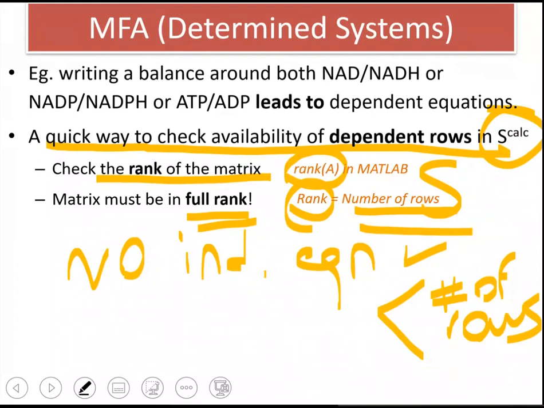So in this case, you need to take an action. You need to check and you need to remove the dependent rows from your matrix for determined systems. Let me repeat. These are all specific for determined systems. For underdetermined systems, we have a different approach.